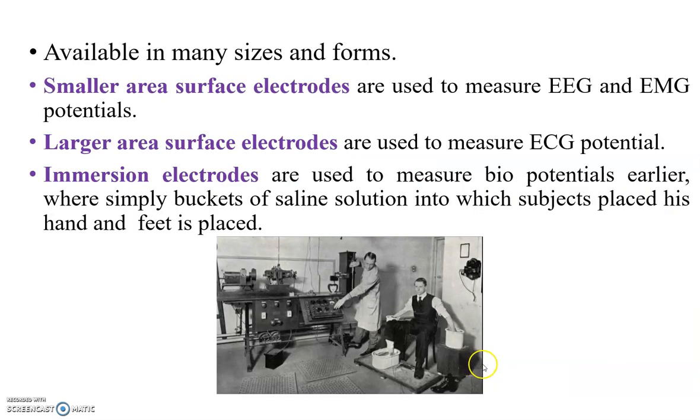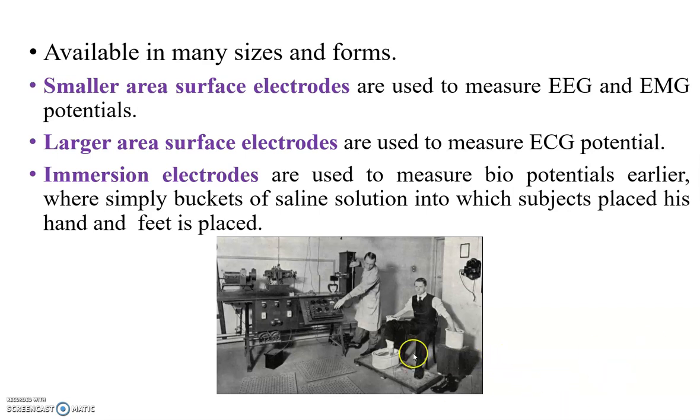The surface electrodes are available in many sizes and forms. Smaller area surface electrodes are used to measure EEG and EMG potentials, whereas larger area surface electrodes are used to measure ECG potential. Next, the immersion electrodes. These types of electrodes were used to measure biopotentials earlier, where simply buckets of saline solution were used, into which the subject placed his hands and feet.